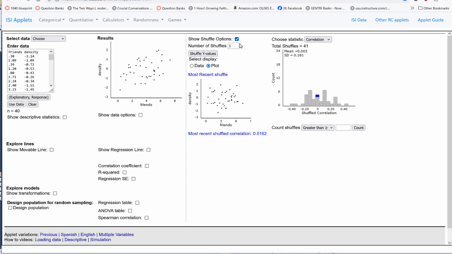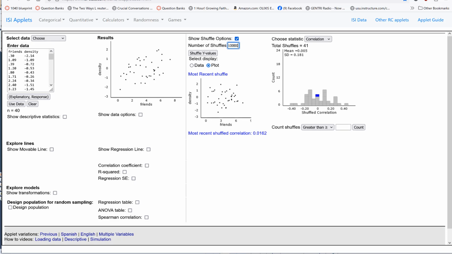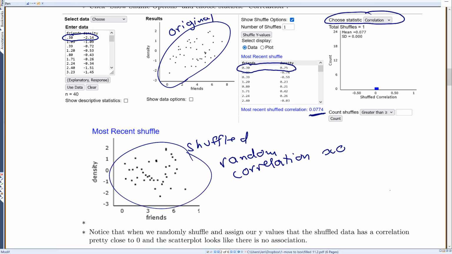And we just keep shuffling, and eventually we're going to get tired of doing that. We might want to try it a few more times, like 10,000 times. So we can shuffle our y values again. And that will take a moment. So let's come back to our notes.